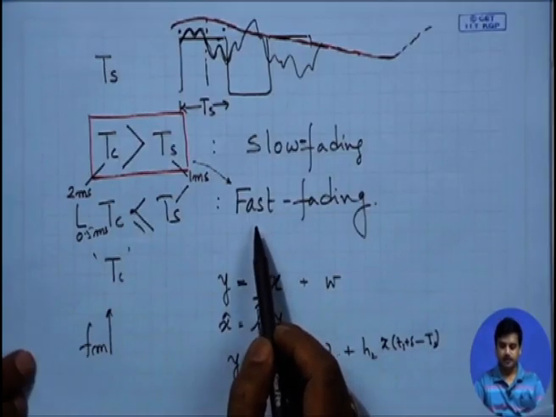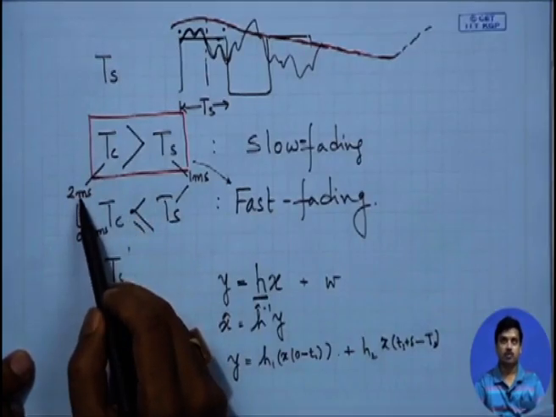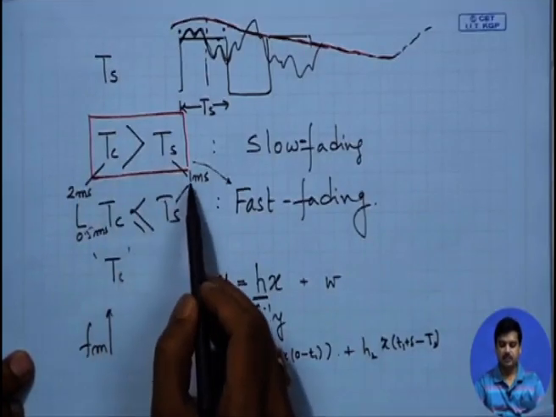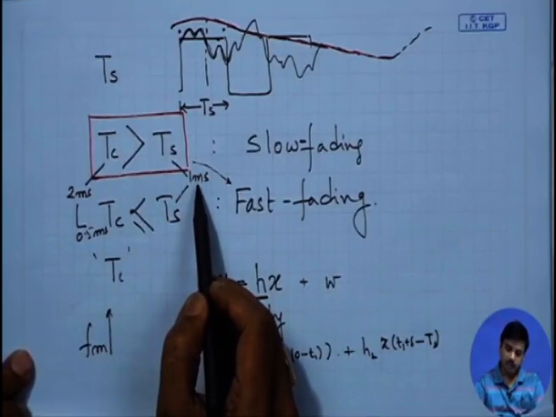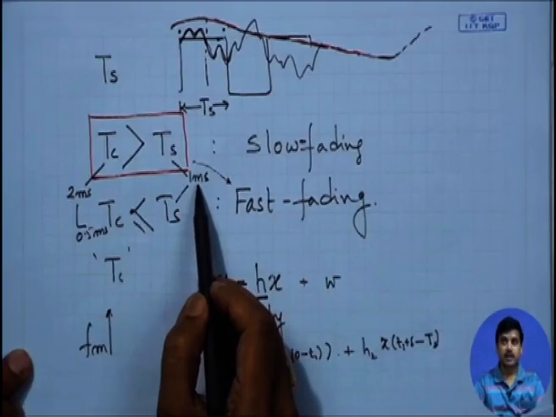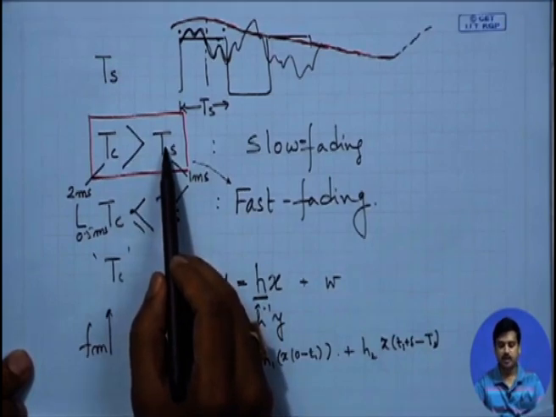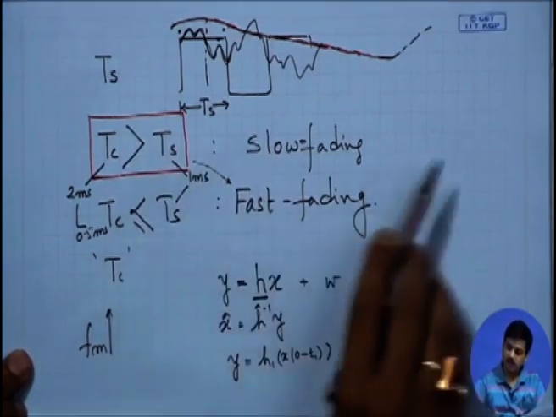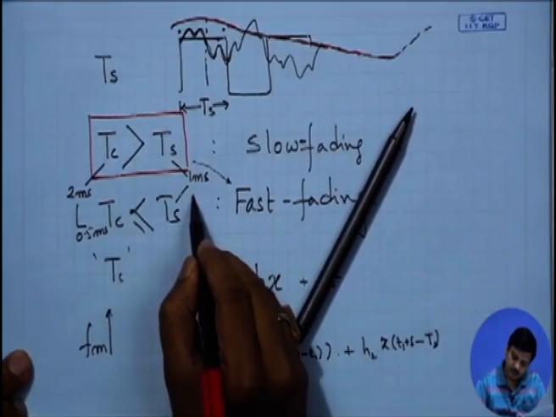On the contrary, if we take the earlier situation where coherence time was 2 millisecond, I have a system which has a symbol duration of 1 millisecond. Now, suppose I use a different communication system. I use a communication system whose symbol duration is much larger. That means, the symbol duration is instead now let us say 5 millisecond.